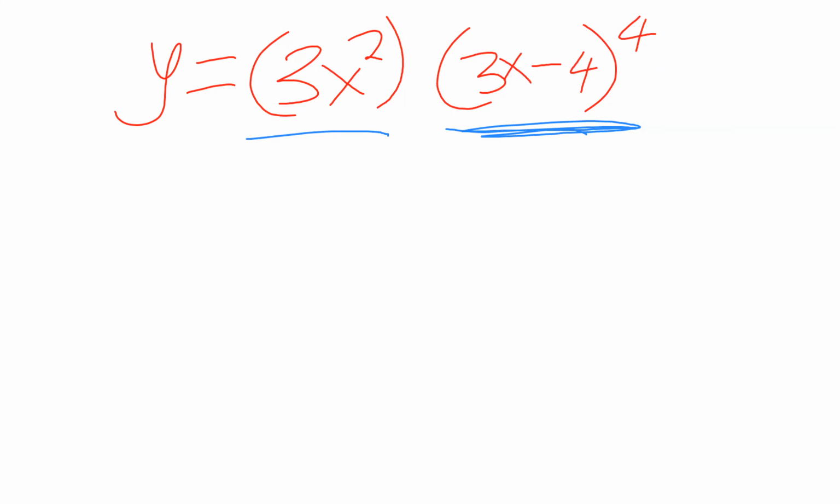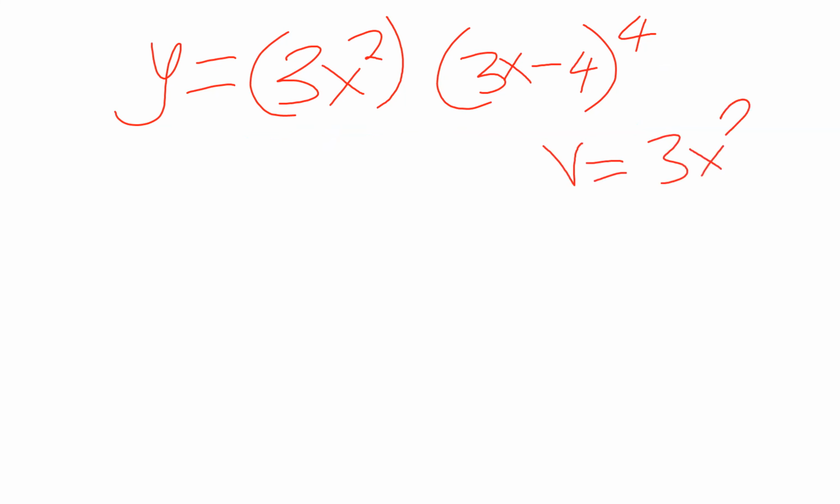So now the first thing that you do is to name these expressions, one the v, the other one the u. You can choose any of them. Which one would be your v? Naming doesn't matter. The first one will be the v. So 3x to the power 2 is your v. Then your u would be the bracket 3x minus 4 to the power 4, right?